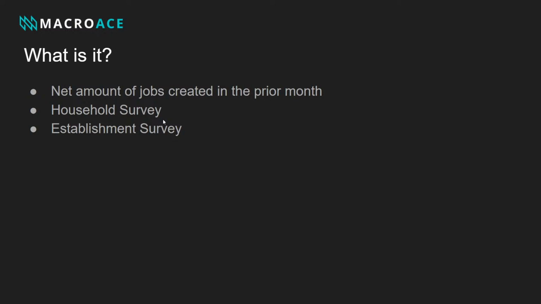whereas the household survey is asking your everyday person whether or not they're employed, part-time or full-time. And some people might be in employment, but it might not be full-time or part-time. So again, the establishment survey is seen as the more important part of the release, and that's where the non-farm payrolls figure is derived from.